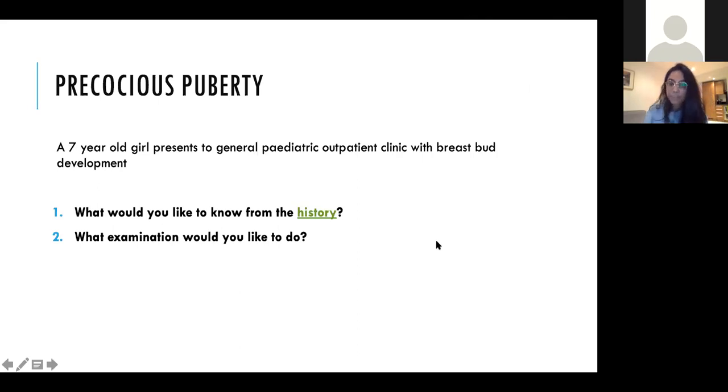Yep, family history of early puberty, someone said, yep. So we'll do history first, and then we'll go on to examination. Yep, other signs of puberty, growth spurt, well done. Pubic hair, yep. Medication, so these are all good suggestions, guys. Keep it coming.